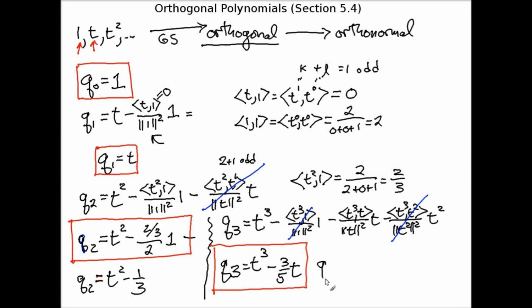And the next one is what? Q4 is equal to t to the 4th. And it's only going to have even powers, is the way it works. So you get something times t squared, which turns out to be 6/7. And then the next term turns out to be 3/35 times the constant function 1.